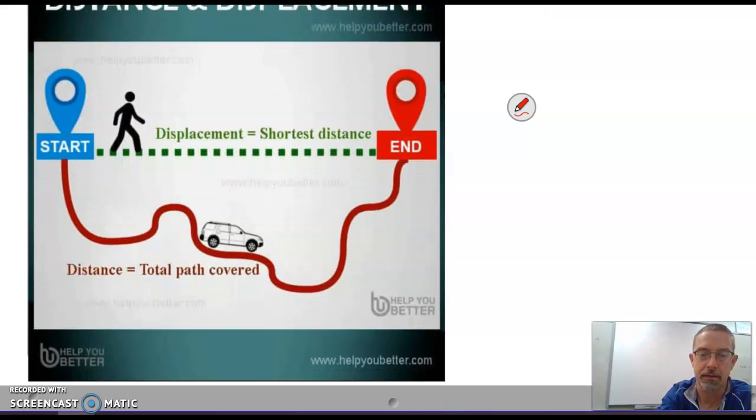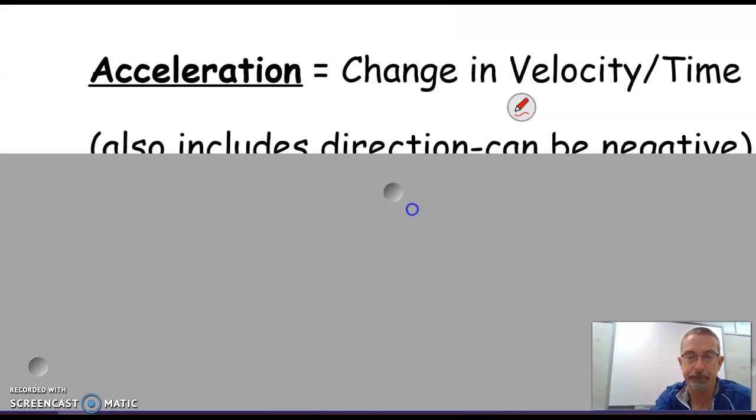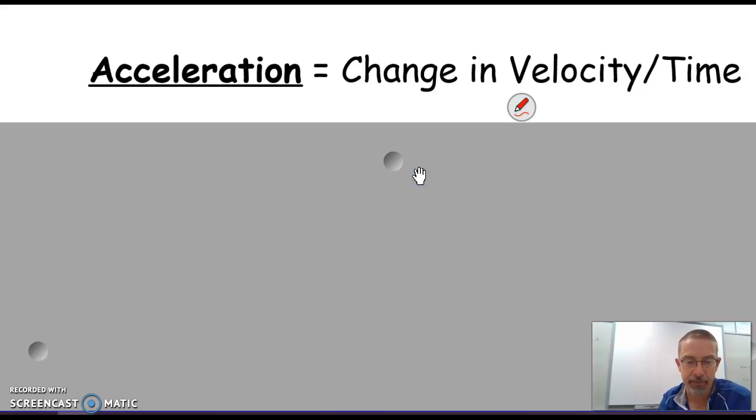Let's get this down here, and let's see. So let's kind of keep moseying down the line. That brings us to a new idea, and that is acceleration. Acceleration is a change in velocity over time.